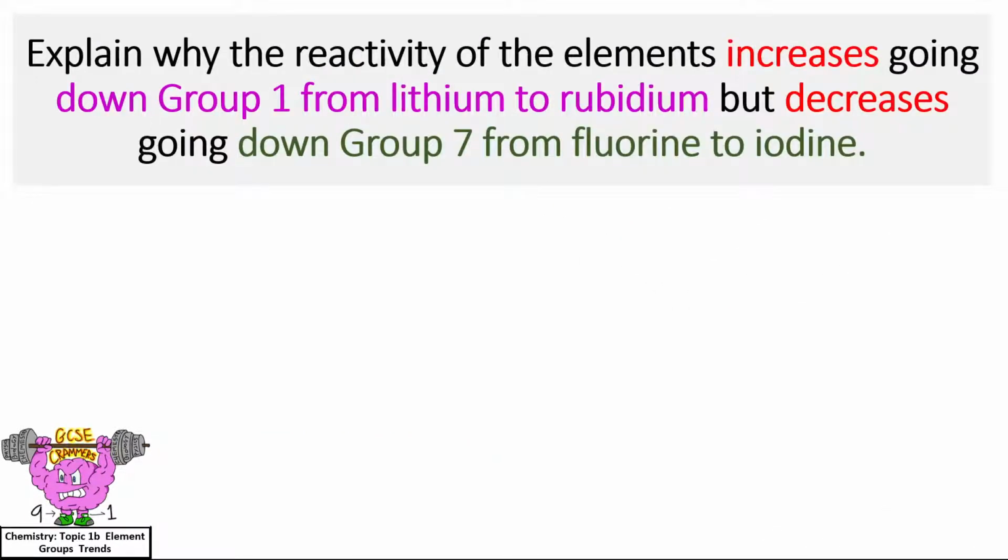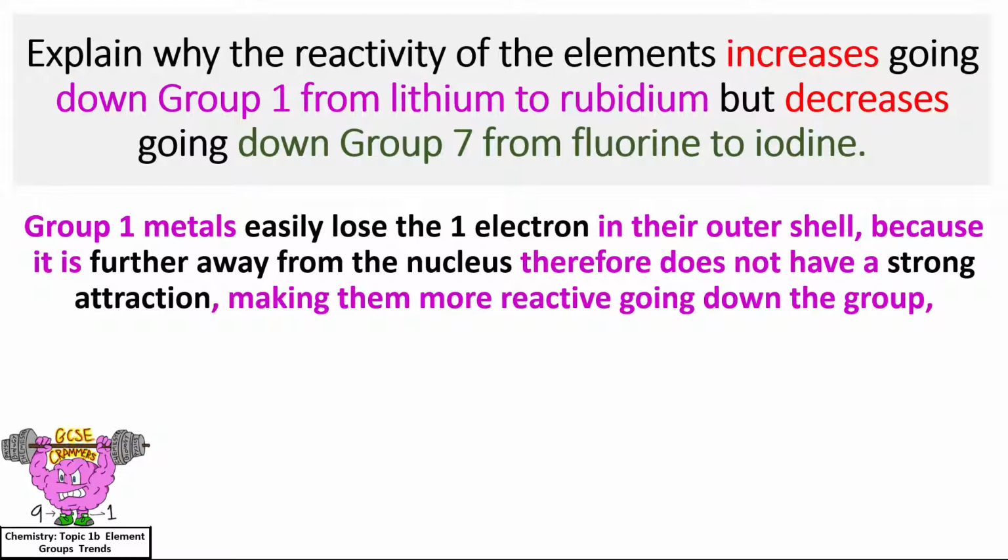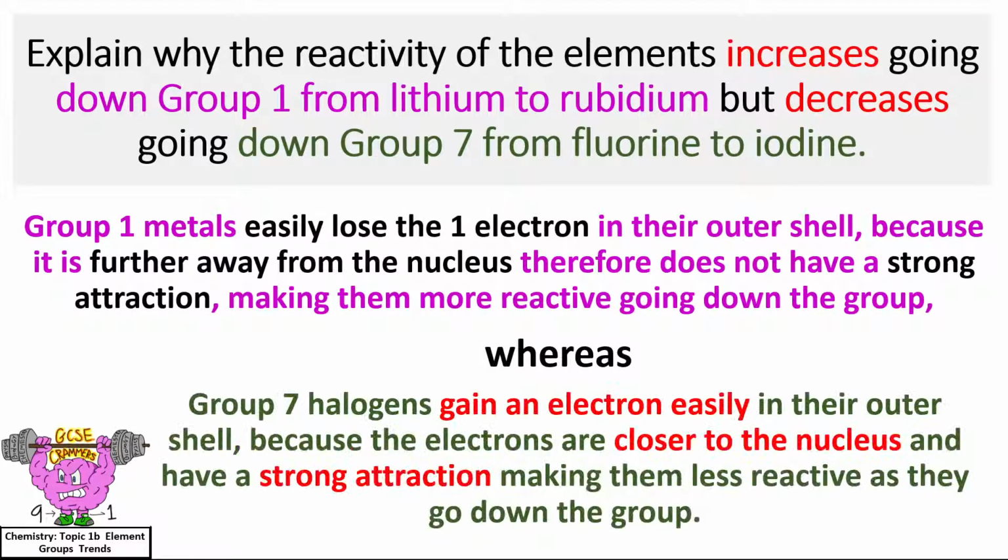Explain why the reactivity of the elements increases going down group 1 from lithium to rubidium, but decreases going down group 7 from fluorine to iodine. Group 1 metals easily lose the 1 electron in their outer shell because it's further away from the nucleus, therefore does not have a strong attraction, making them more reactive going down the group. Whereas group 7 halogens gain an electron easily in their outer shell because the electrons are closer to the nucleus and have a strong attraction, making them less reactive as they go down the group.